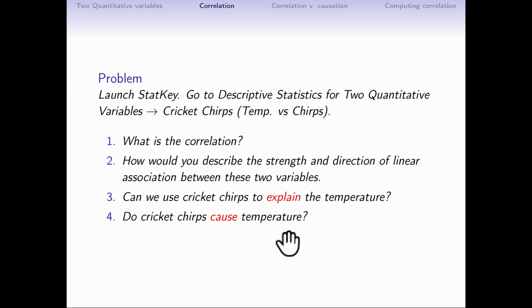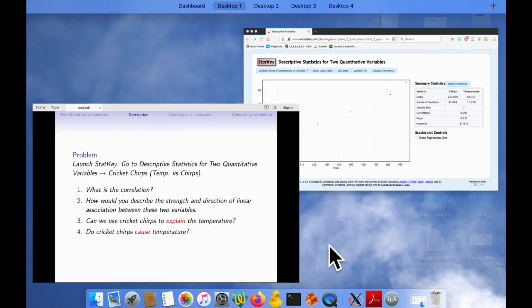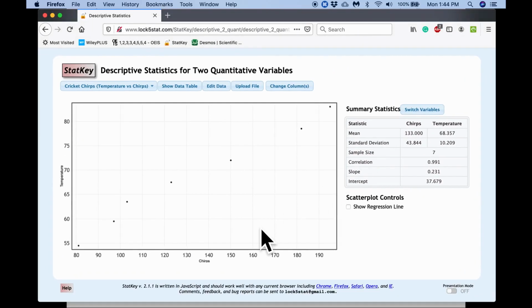Can we use cricket chirps to explain the temperature? Well, I think the answer is yes. Imagine the following scenario. We're sitting inside our house and we hear the crickets outside chirping at 140 beats per minute. I think we could use this data to build a model that would allow me to say, well, if the crickets are chirping at 140 beats per minute, the outside ambient temperature is probably close to 70 degrees because we have this nice linear relationship between the chirps and the temperature.